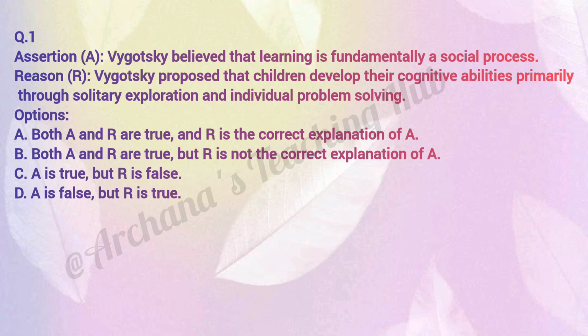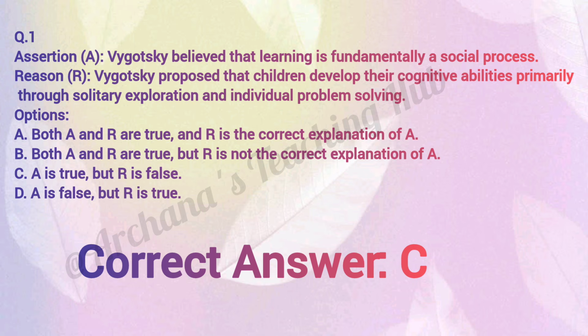Question number 1. Assertion A: Vygotsky believed that learning is fundamentally a social process. Reason: Vygotsky propounded that children develop their cognitive abilities primarily through solitary exploration and individual problem solving. Correct answer is option C. A is true but R is false. Vygotsky emphasized social interaction in learning, not solitary exploration. Hence, A is true but R is false.